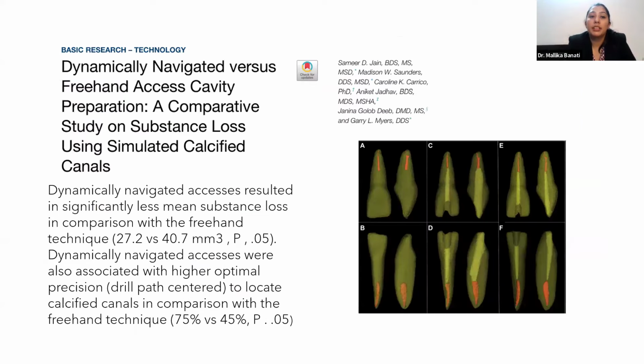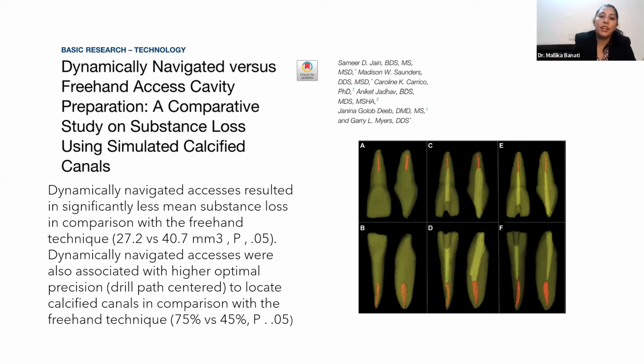So now, dynamically versus freehand access cavity. This was again a study done by Samir Jain, and the study showed that dynamically navigated accesses resulted in significantly lesser mean substance loss in comparison with the freehand technique. Dynamically navigated accesses were also associated with higher optimal precision drill path to locate calcified canal in comparison with the freehand technique. So freehand, there is obviously more chance of loss of dentinal structure, cemental structure, cemental tears, these kind of things we do not want.